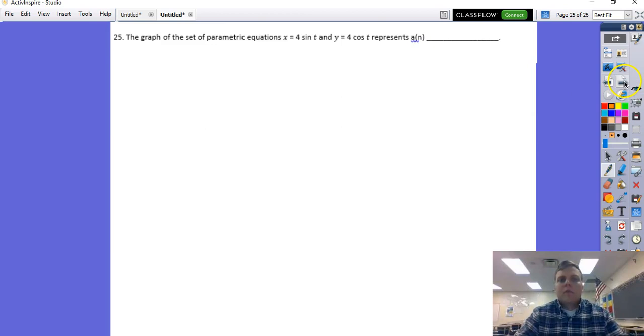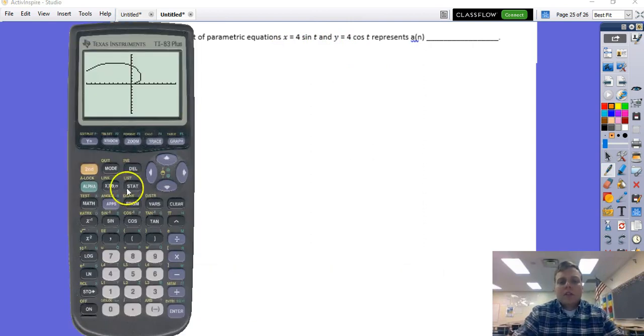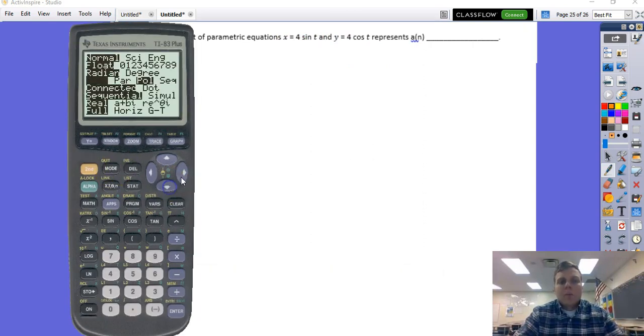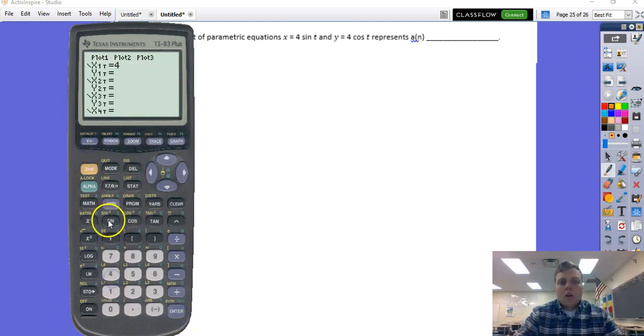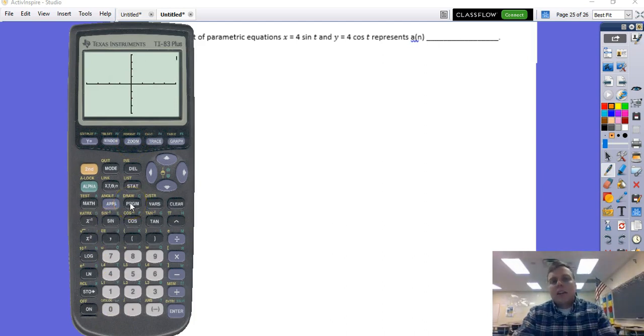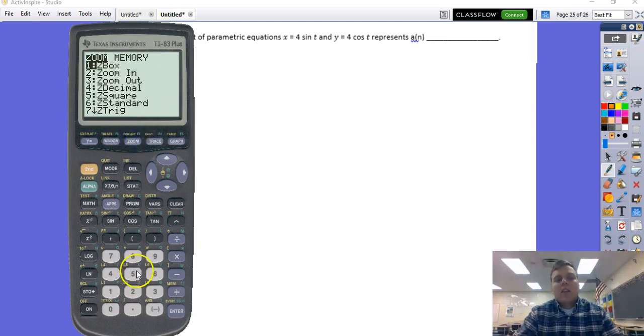Alright, next problem. The graph of the set of parametric equations x equals 4 sine t and y equals 4 cosine t. So this is parametric, so you want to change your mode to parametric mode. Go back to y equals, change this to 4 sine t, and then 4 cosine t. Hit graph. Now, this is an important part. You need to hit zoom 0. You can start with zoom 6. I just reset my calculator, so that's why I didn't hit zoom 6. But if your calculator is not reset, I do suggest starting on zoom 6, then doing zoom 0, and then doing zoom 5. And you'll see that this is clearly a circle.